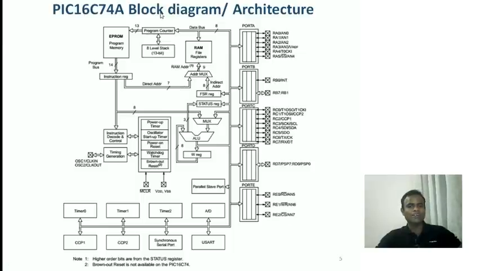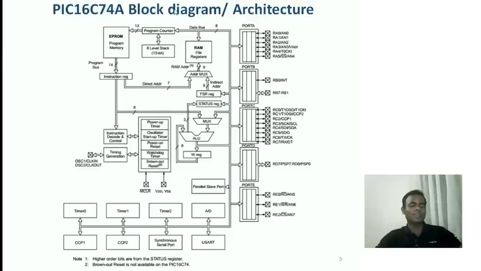You have an 8-level stack. In an event of a jump instruction or an interrupt, you need a stack, and you have an 8-level stack. That means up to 8 interrupts can be serviced, and the program counter address can be put into a stack. That's why it has an 8-level stack. It has RAM, of course, RAM file registers.